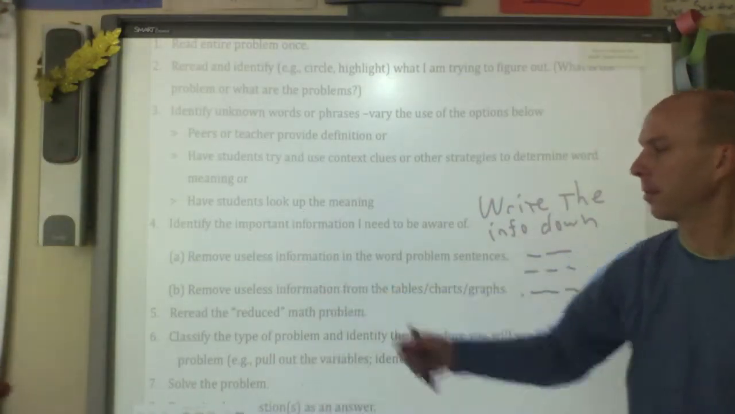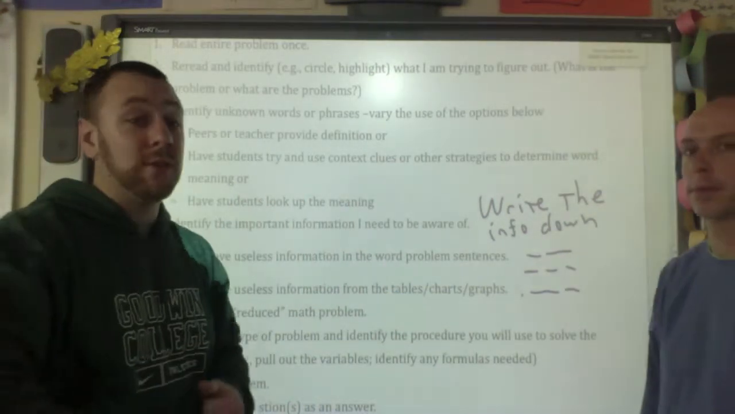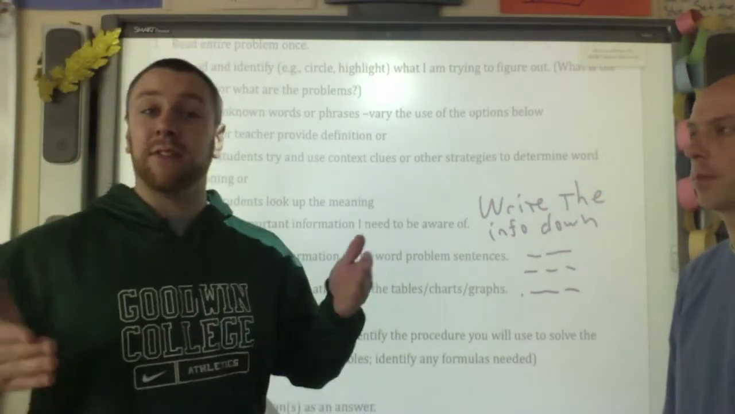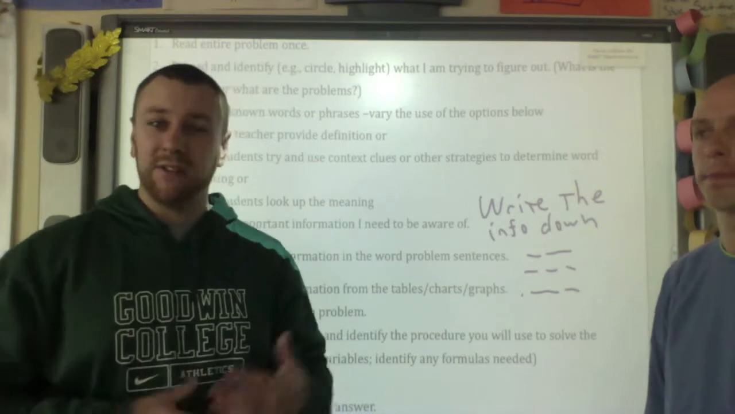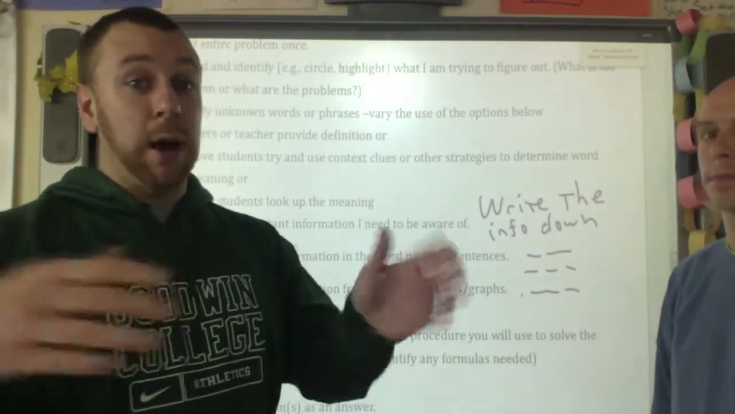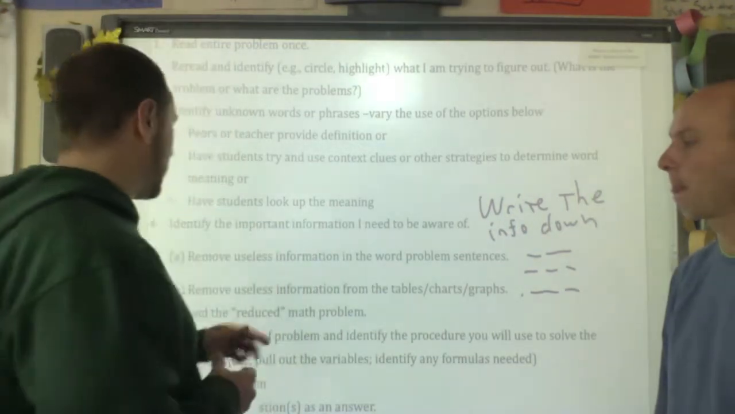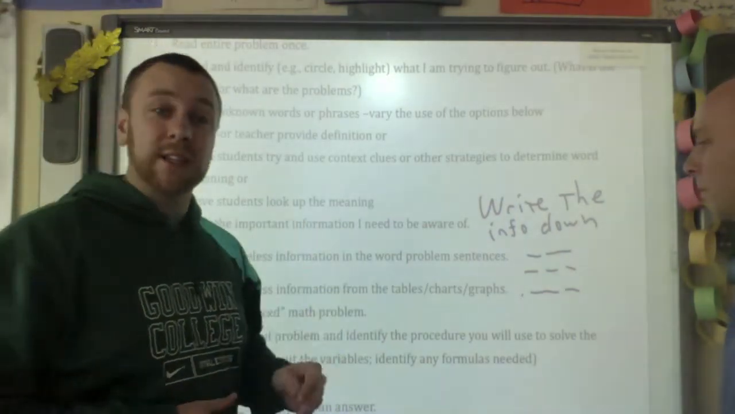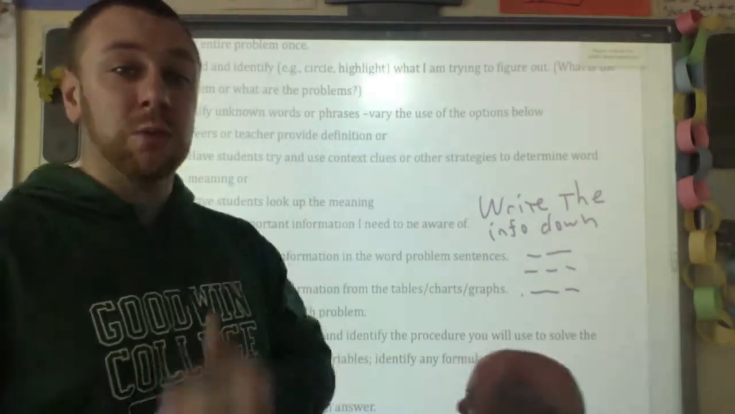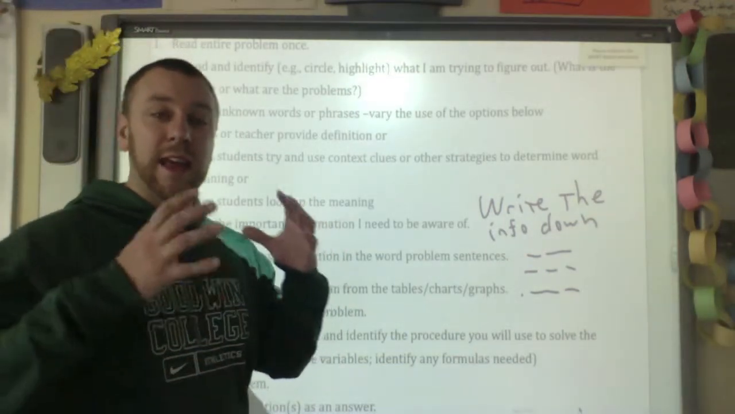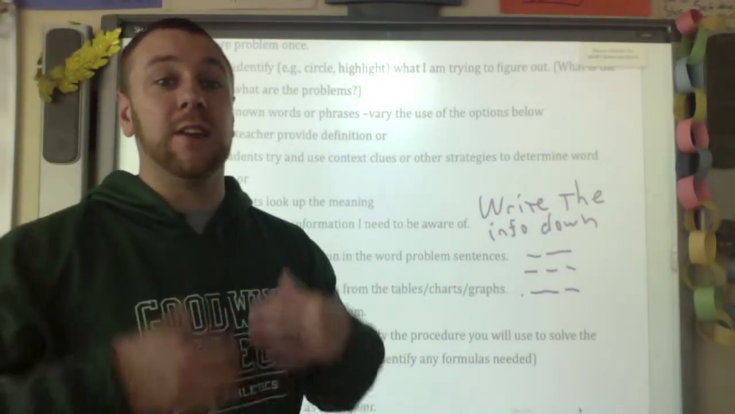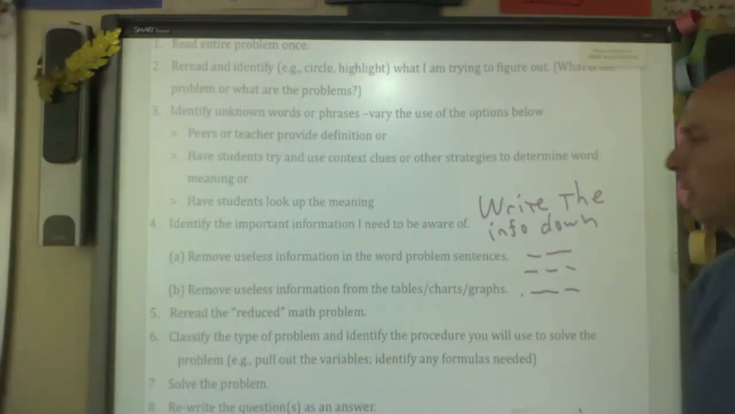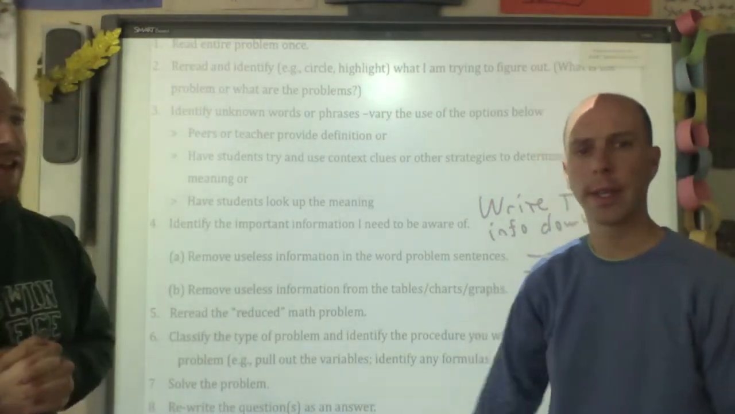Next, we're going to reread it. We've crossed all this useless information out, and now we just have statements that are left. They're not even full sentences. So we're going to reread the reduced math problem. Oftentimes when we reread that, we get a better understanding of what the question is asking us. Next, step number 6.